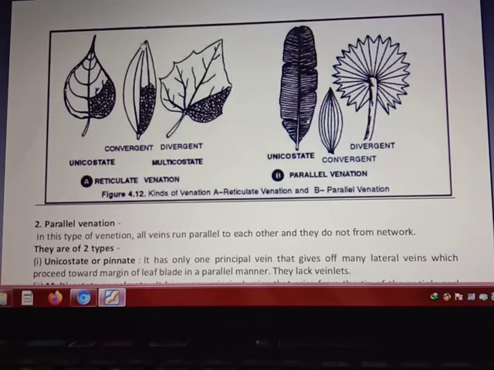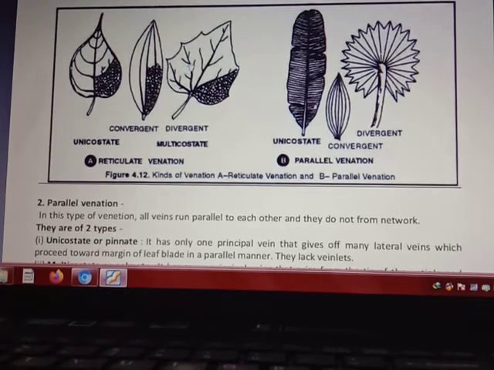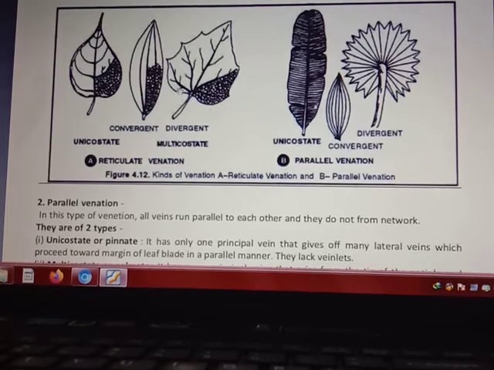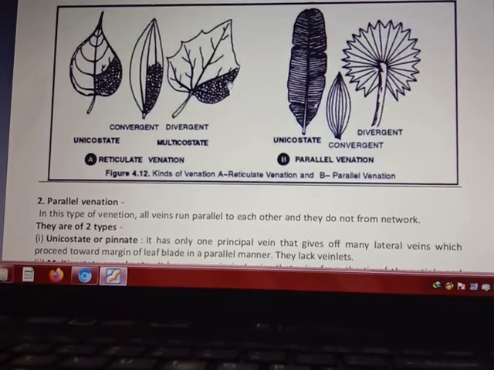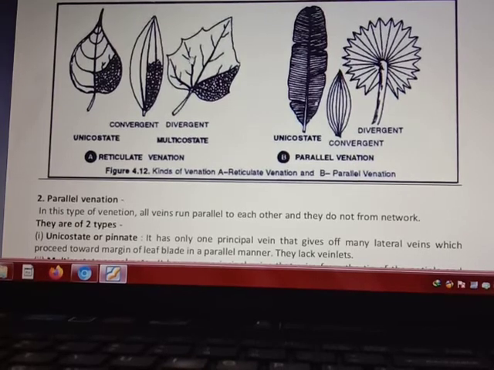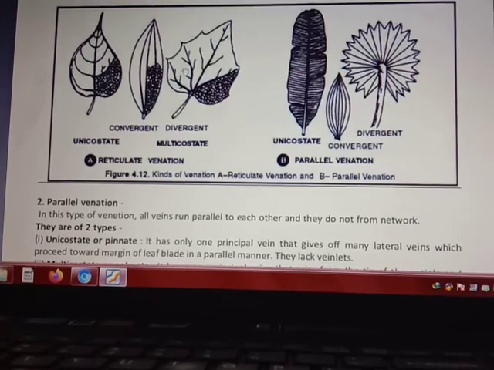But in the case of divergent, divergent means to expand, to go far away. Here, all of these midveins arise from here and go towards different sides. This one, this one, this one. All of these are not converging, these are expanding, spreading, and this type is known as divergent venation. In each case you have to learn one or two examples, and examples are given in your books also.